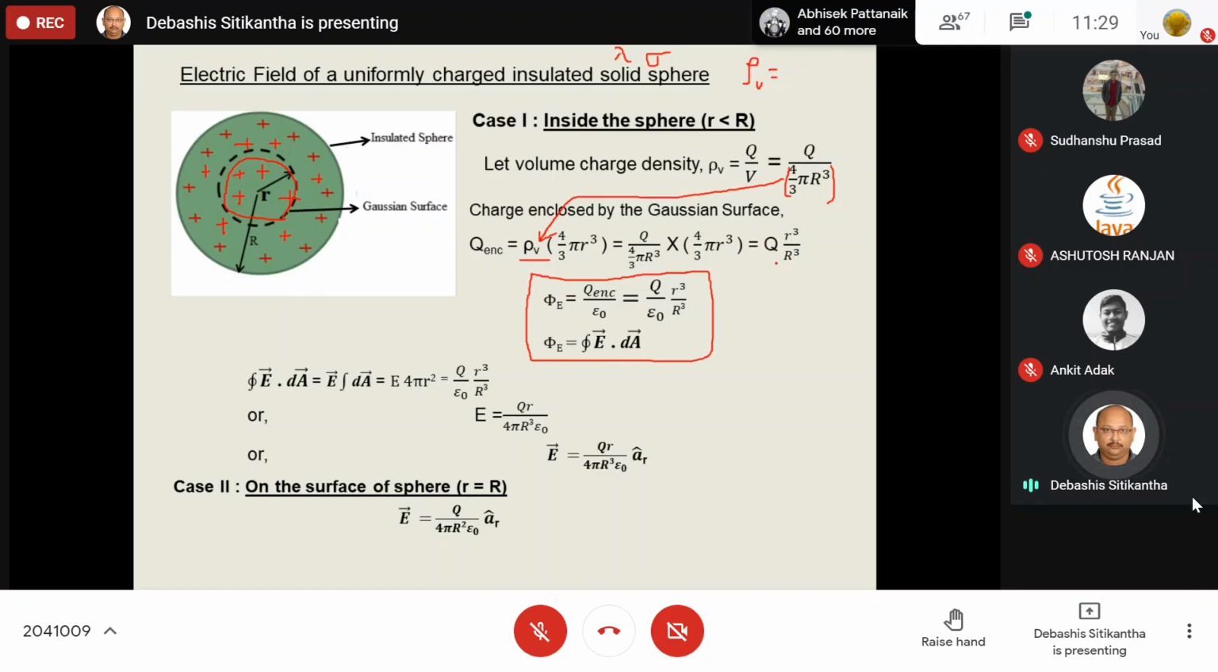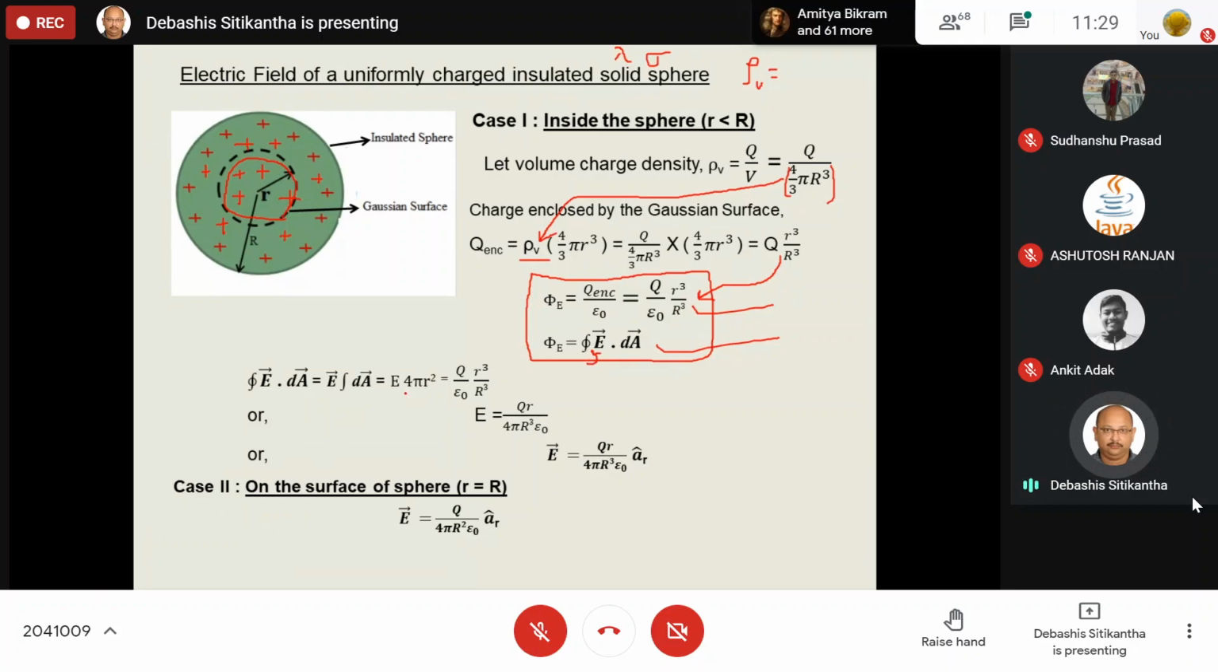If this is the case, now let us put all this in the first part of Gauss's law. That is Q enclosed by epsilon 0. So in this case, it is going to be Q by epsilon 0, small r cube by capital R cube. So this part is over. Now let us concentrate on this part. This part is nothing but the closed surface integral of E vector dot dA vector.